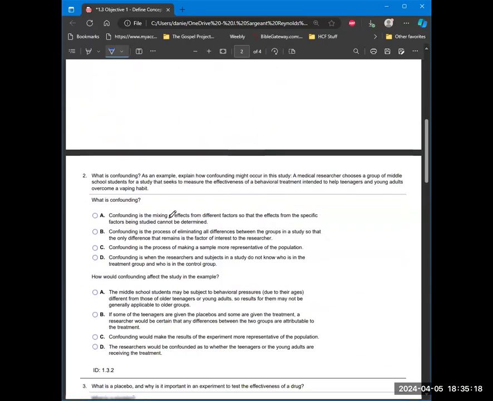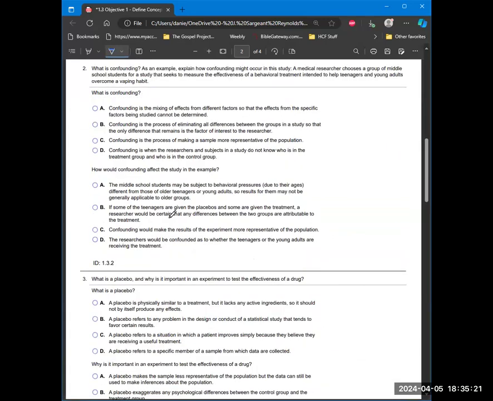All right, let's look at question 2. What is confounding? As an example, explain how confounding might occur in this study that we're going to talk about. A medical researcher chooses a group of middle school students for a study that seeks to measure the effectiveness of a behavioral treatment intended to help teenagers and young adults overcome a vaping habit.